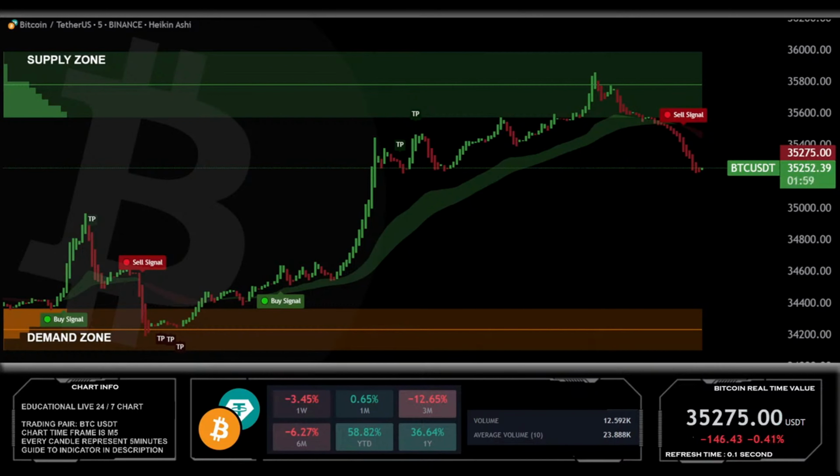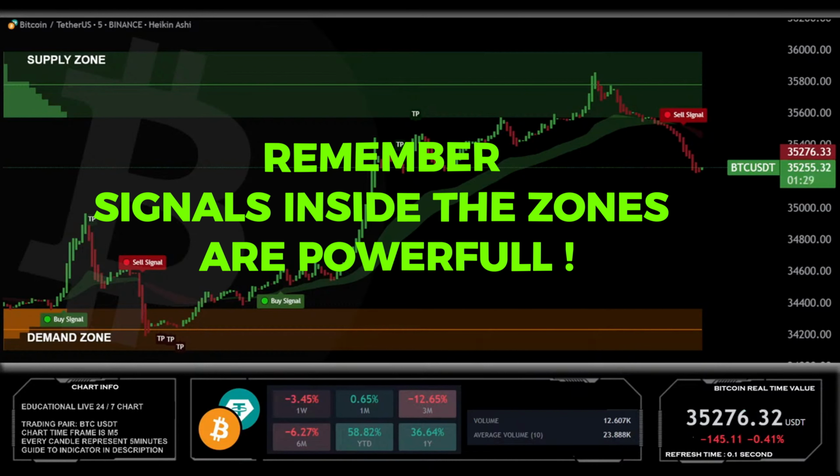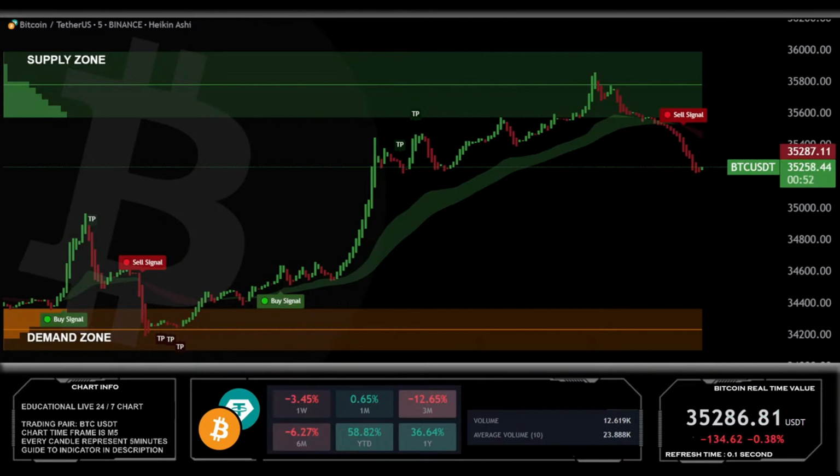Now you understand what zones and signals are. It's important to know that signals are closely tied to zones. There's one very important and very simple rule you should remember. The closer the signal is to the zone, the stronger it is. It's a straightforward rule. But sticking to it can really help you understand the current state of the market.